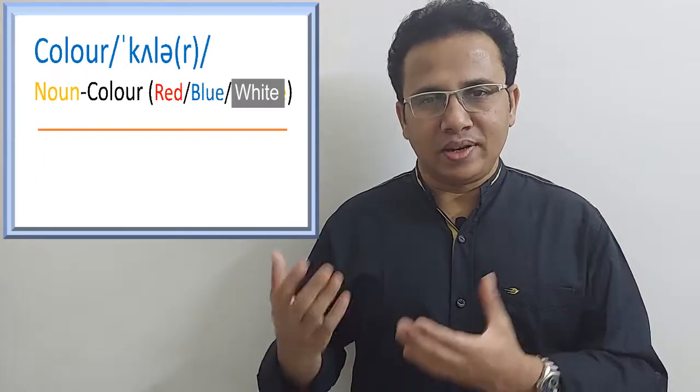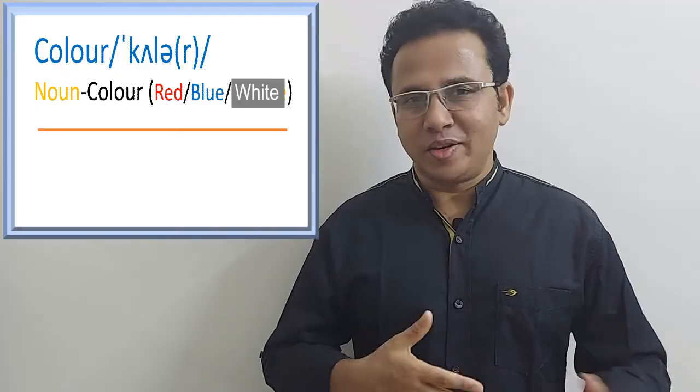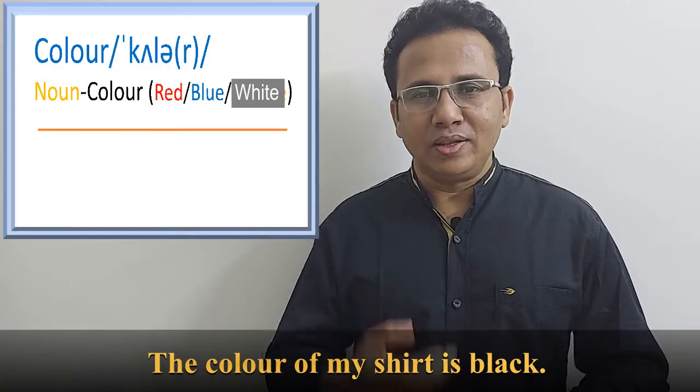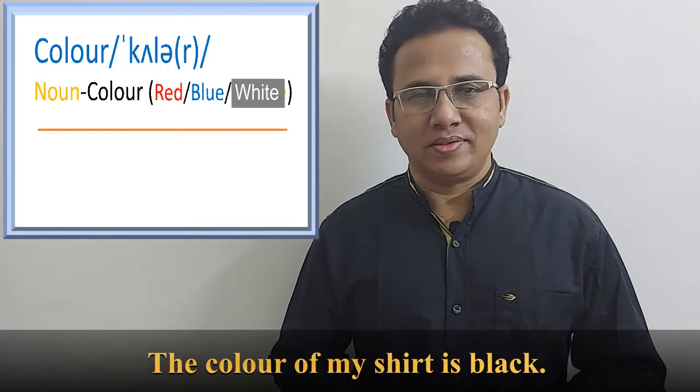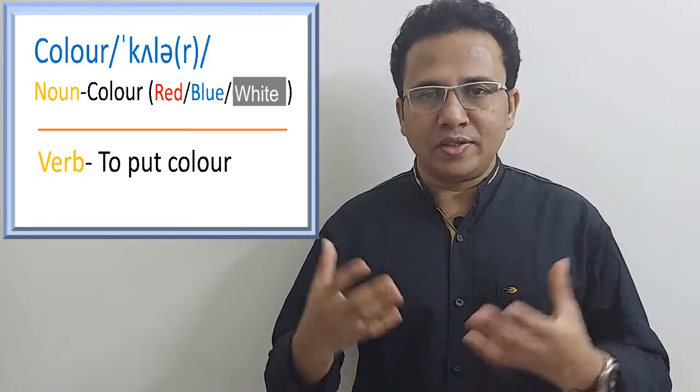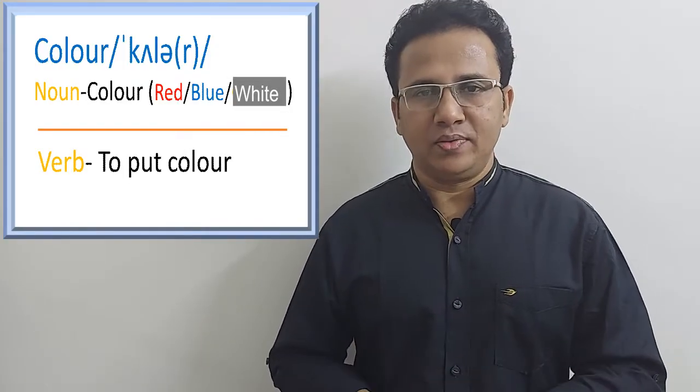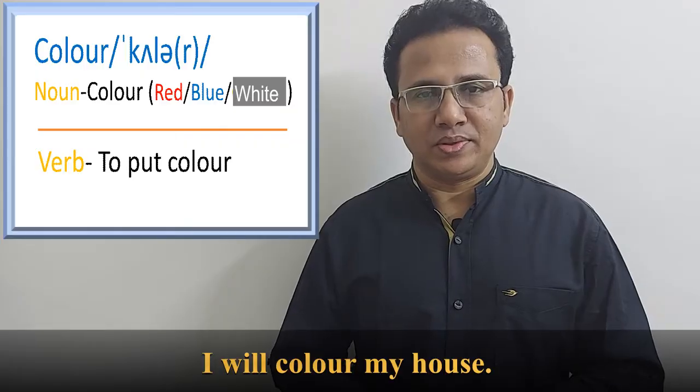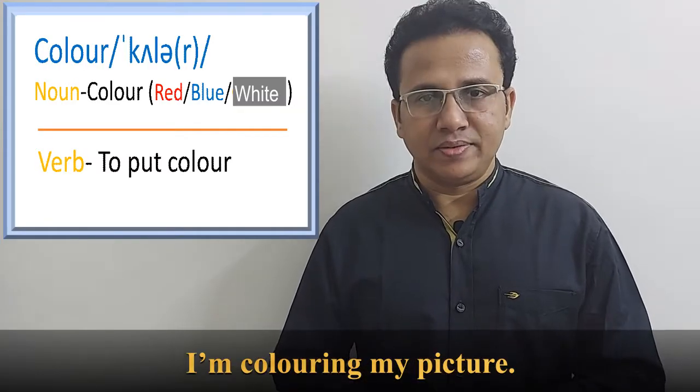Our next word is color. Color means color, red, blue, white. For example, the color of my shirt is black. And when we use the word color as verb, it means to put color. For example, I'll color my house, or I'm coloring my picture.